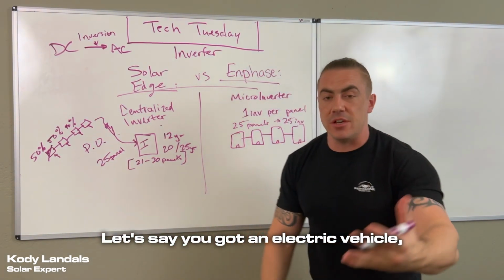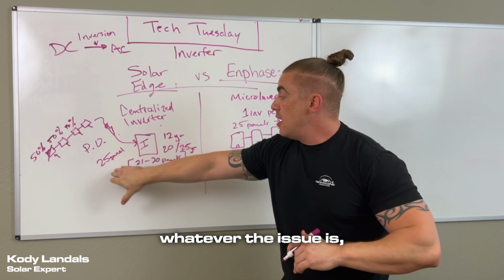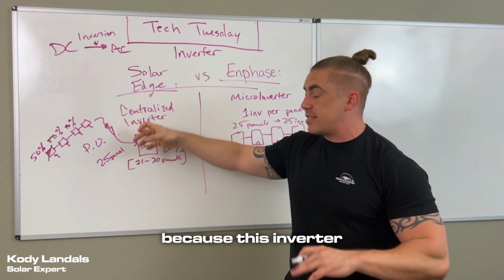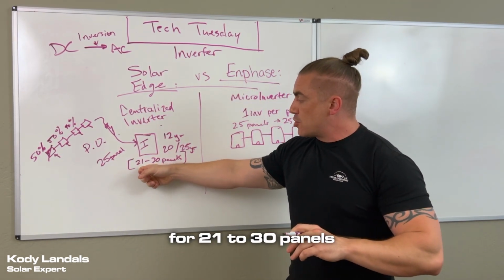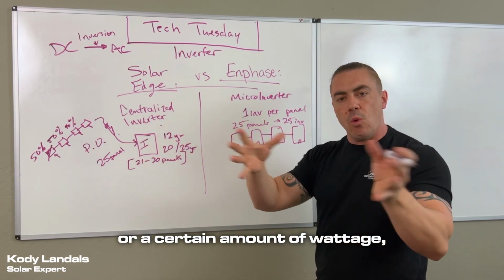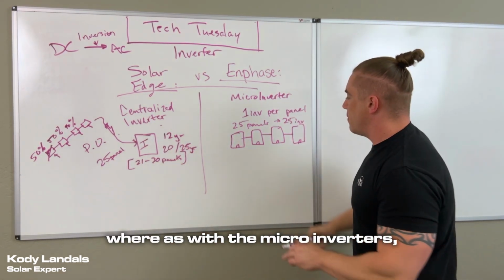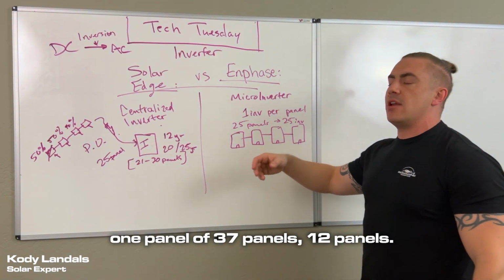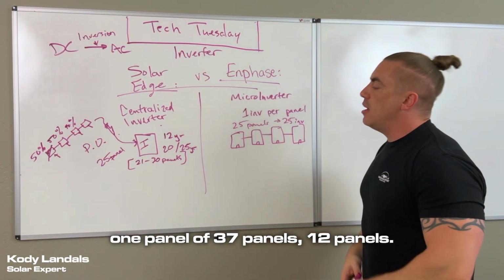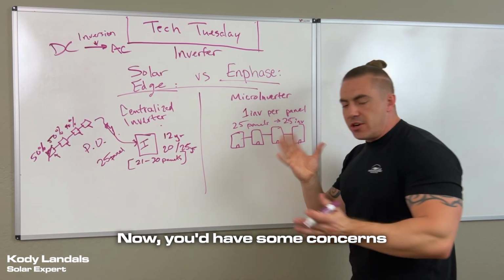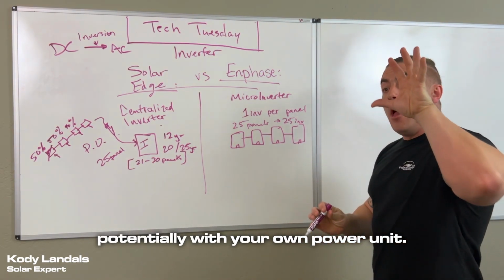Let's say you got an electric vehicle, a hot tub, whatever the issue is, you can only add 5 more panels because this inverter is only rated for 21 to 30 panels or a certain amount of wattage. Whereas with the microinverters, you can come back and add 1 panel, 37 panels, 12 panels, as far as the system's concerned.